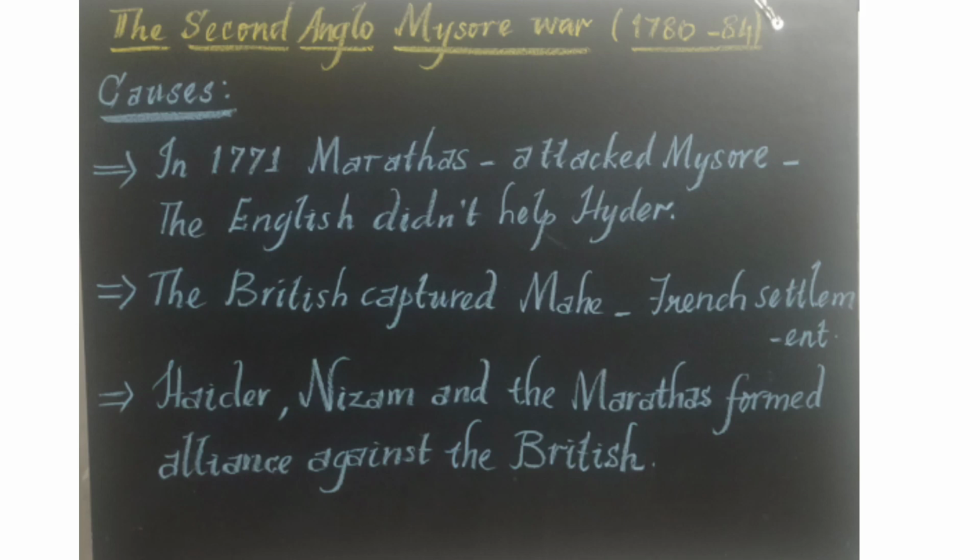One is, the English did not come forward to help Hyder Ali when the Marathas attacked him in 1771. The next one is, the British captured Mahe, which was a French settlement within Hyder Ali's jurisdiction. So it led to the formation of an alliance by Hyder Ali with the Nizam and Marathas. Look at the beauty. In the First Anglo-Mysore War, the Nizam and Marathas were on the side of the British. Now the Nizam and the Marathas were on the side of Hyder Ali, and these three, Hyder Ali's forces, Nizam forces and Maratha forces, formed an alliance against the British.